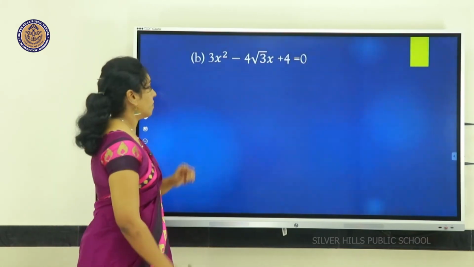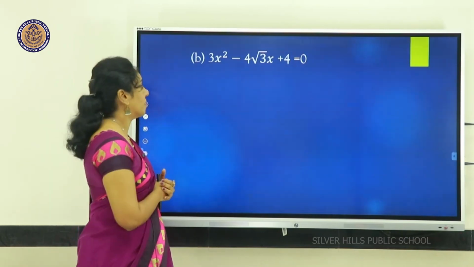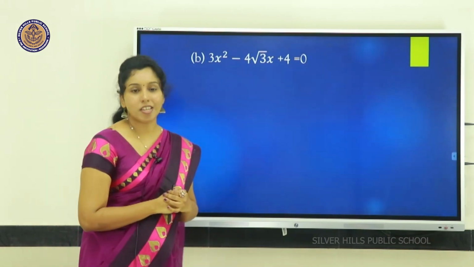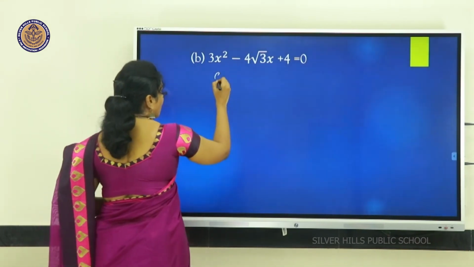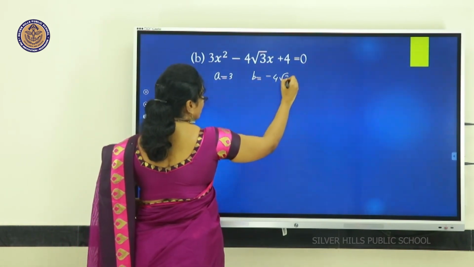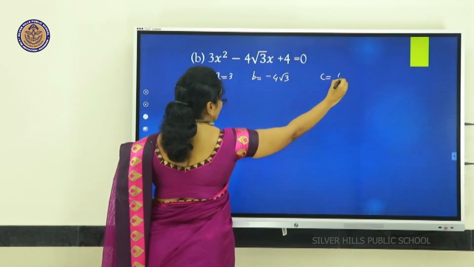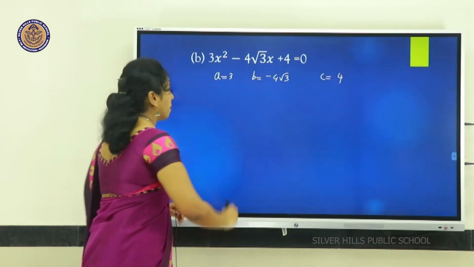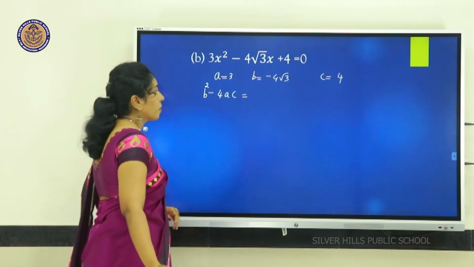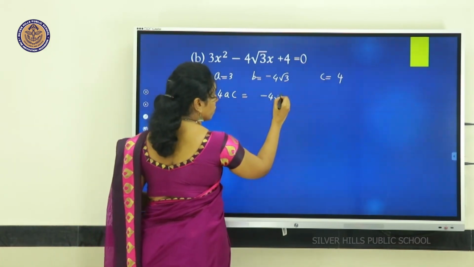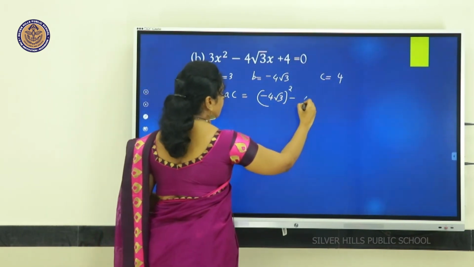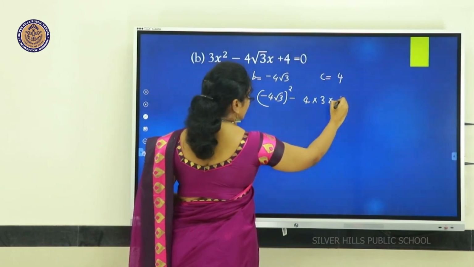Let's check the nature of roots of this quadratic equation: 3x square minus 4 root 3x plus 4 is equal to 0. A equals 3, B is equal to minus 4 root 3, C is equal to 4. B square minus 4AC is equal to, again root is coming here, so minus 4 root 3 whole square minus 4 into A is 3, C is 4.